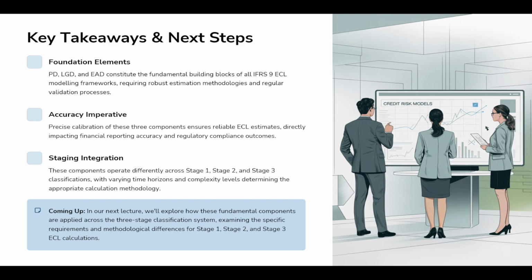To summarize, PD tells us the likelihood of default, LGD tells us the severity of loss, and EAD tells us the amount at risk. Together, they form the foundation of every IFRS 9 credit loss model.